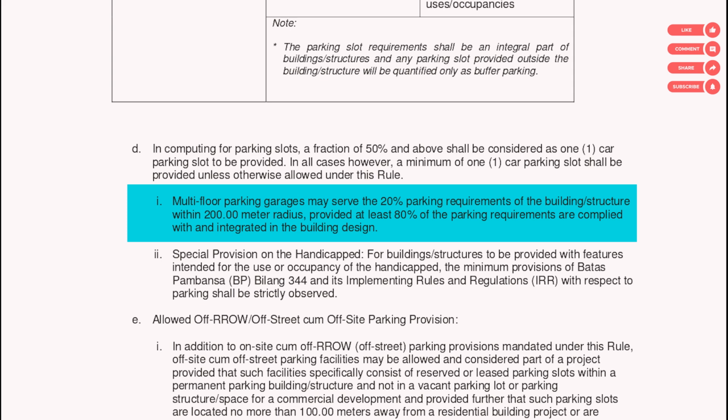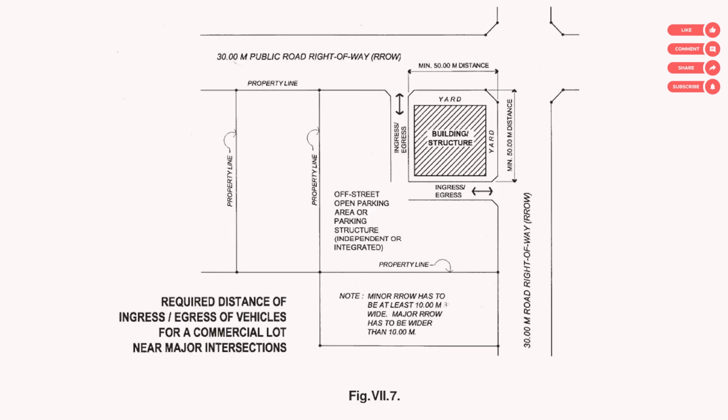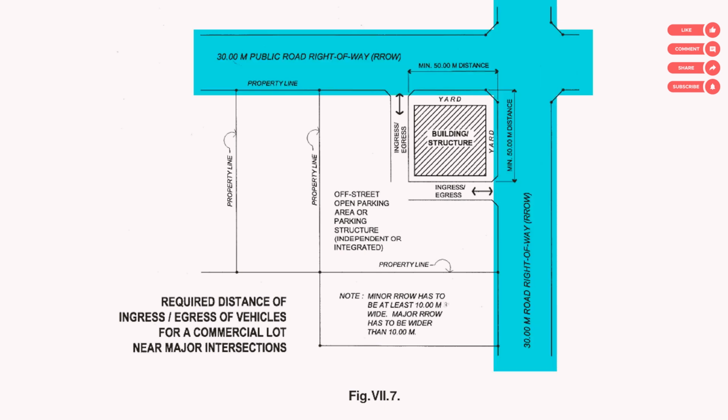Okay, so yeah. So we're done with parking, let's talk about traffic generating buildings. I'll just go to this drawing, it's easier to explain with this drawing. What are we looking at? We're looking at the road intersection.